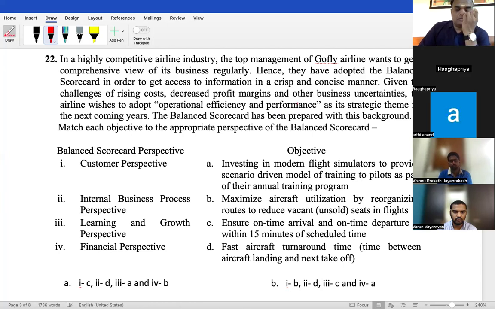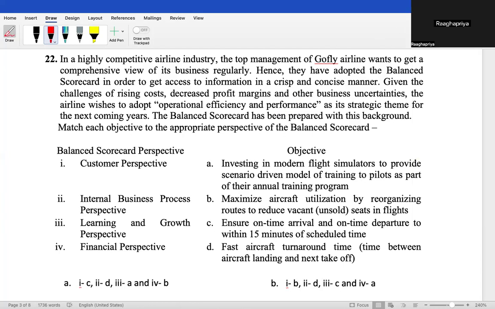Balanced scorecard perspectives. Point 1, customer perspective. Point 2, internal business perspective. Point 3, learning and growth perspective. Point 4, financial perspective, and their objectives. Option A, investing in modern flight simulators to provide scenario-driven model of training to pilots as part of their annual training program. B, maximize aircraft utilization by reorganizing routes to reduce vacant, that is unsold seats in flights. Option C, ensure on-time arrival and on-time departure within 15 minutes of scheduled time. Option D, fast aircraft turnaround time, that is time between aircraft landing and next takeoff.